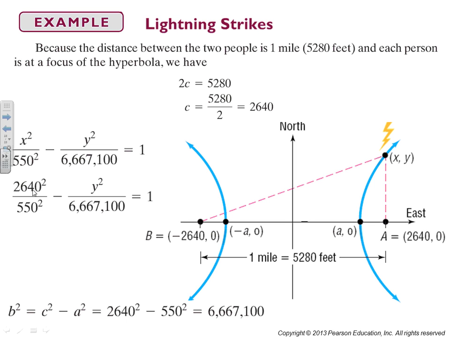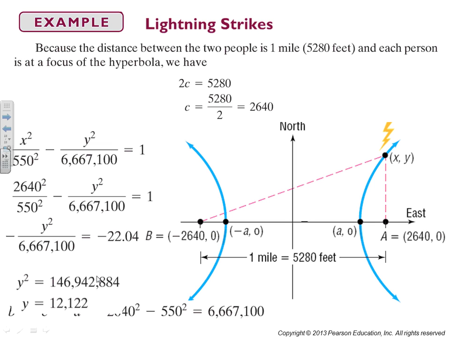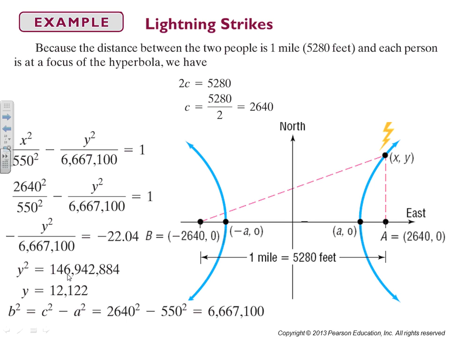We plug in 2,640 for x, because we definitely know that that is where our lightning is striking. We get a value, I think we get 23.04, and we subtract it from both sides to get negative 22.04. Then we're going to multiply both sides by 6,667,100, negative version. y squared is 146,942,884. We take the square root of both sides, and we get y equals 12,122.